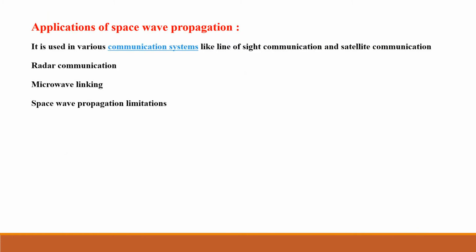Applications of space wave propagation. It is used in various communication systems like line of sight communication and satellite communication. It is also used in radar communication and in microwave linking.